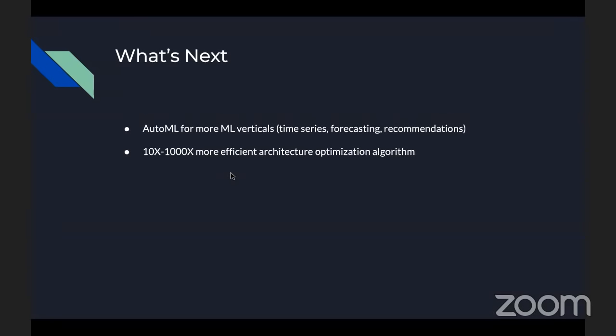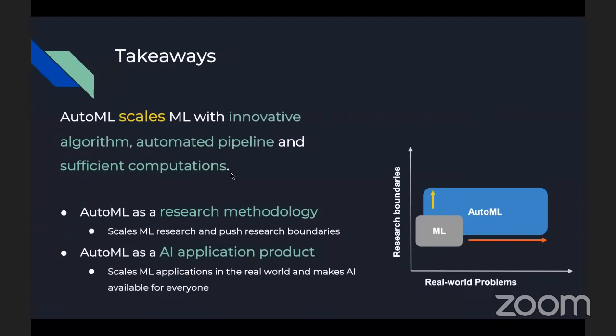So the takeaway of today's talk is that AutoML scales machine learning with innovative algorithms, automated pipelines, and sufficient computation. It has two goals. One is to push the boundary of research and accelerate it. And the second goal is to make AutoML an AI product that scales on real-world problems and makes AI available for everyone. Thank you, everyone.